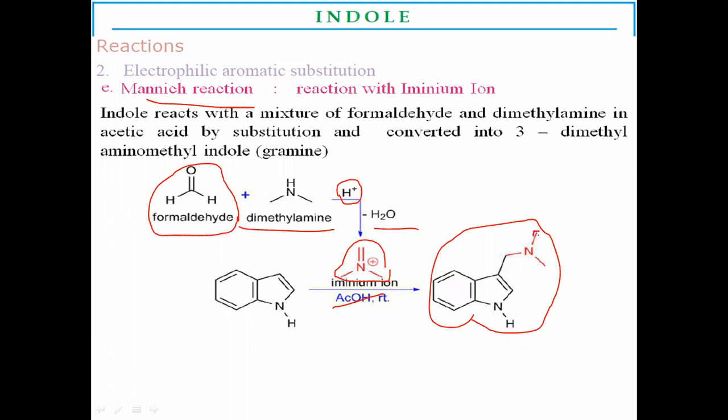This is a dimethylamino group substituted on an alkyl group. Here the carbon atom is called methyl. On methyl, the substitution of dimethylamino is commonly called the dimethylaminomethyl group. This is substituted at the third position, which is the most favorable position for electrophilic aromatic substitution. This type of reaction is called the Mannich reaction.